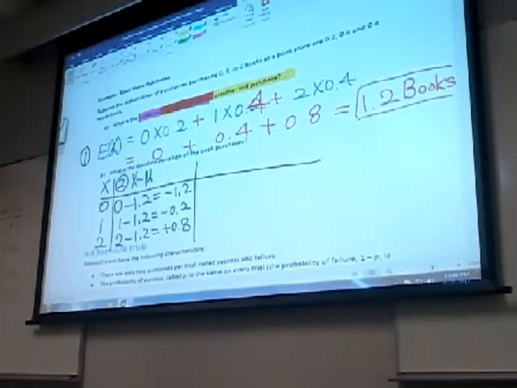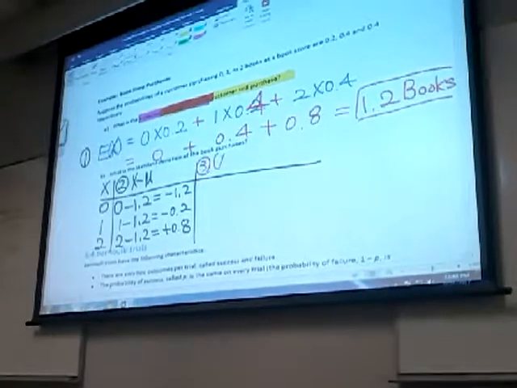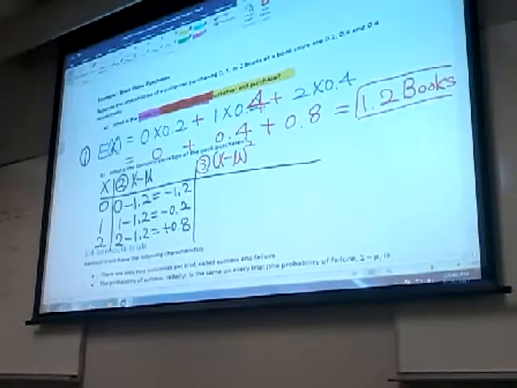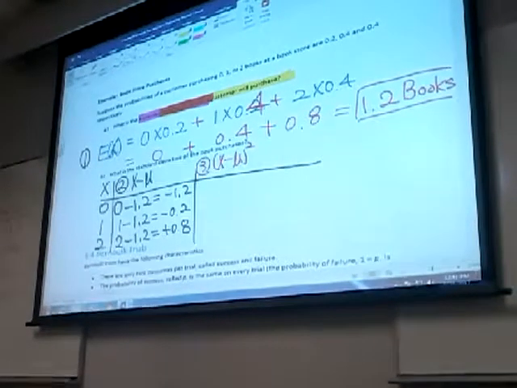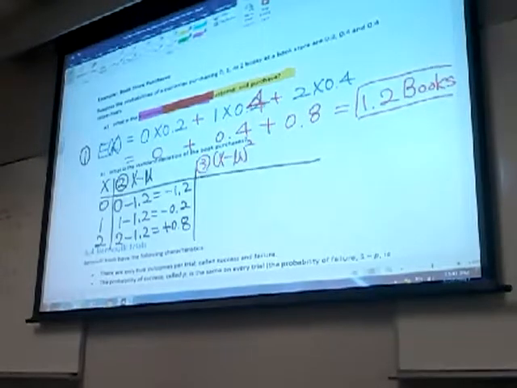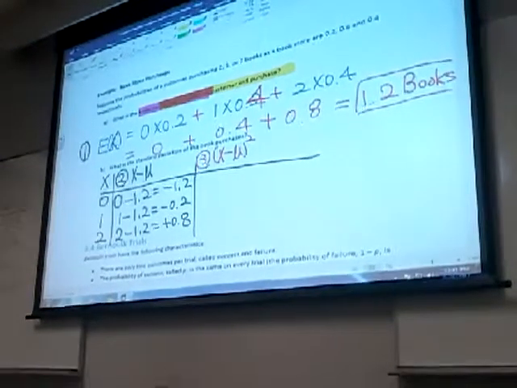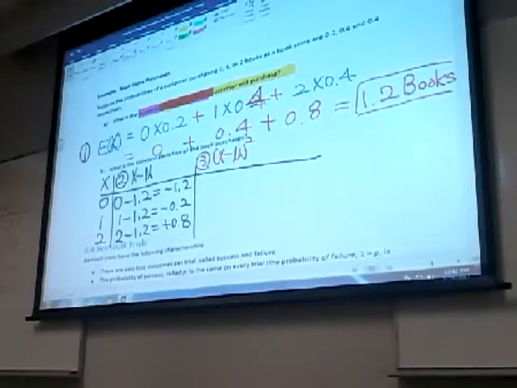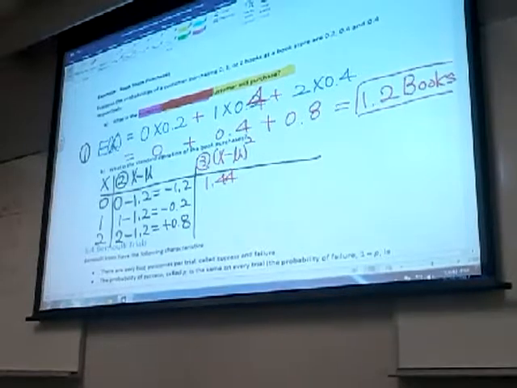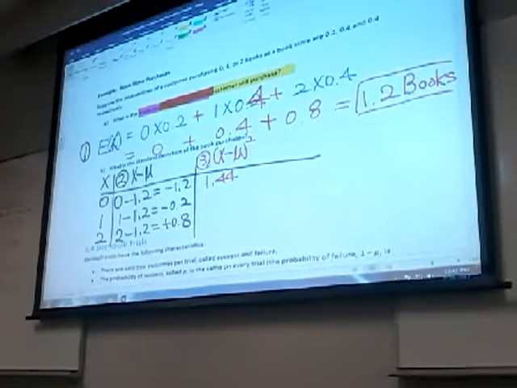Step number 3, take the square. How much will be negative 1.2 squared? 1.44. Thank you. How about negative 0.2 squared?